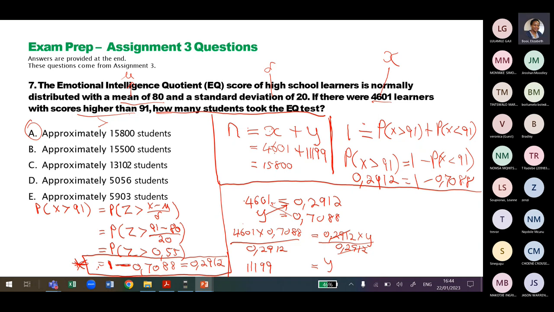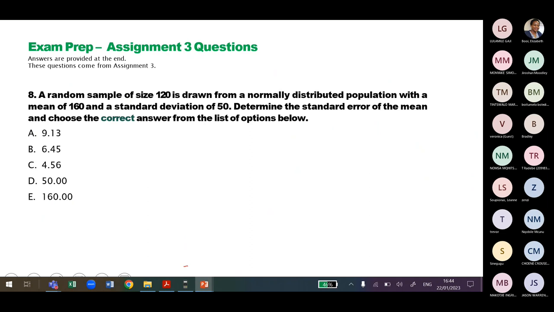Okay, so moving on to question 8. A random sample of size 120, and when they start talking about sample size, we're talking about n, is drawn from a normally distributed population with the mean of 160. So you just need to know that that is the mean. And the standard deviation, and that is your standard deviation. Determine the standard error, and that is another thing that you need to always remember.